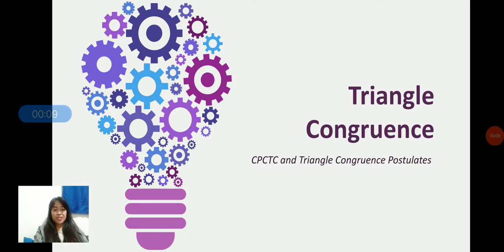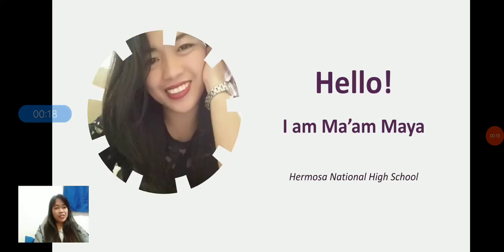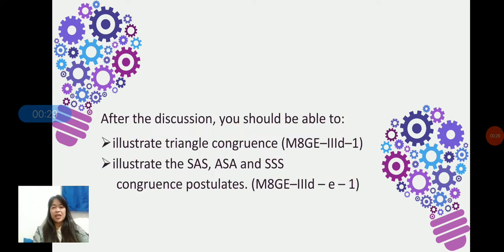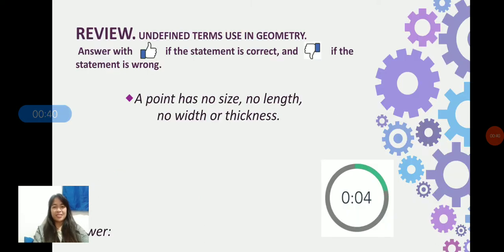So for this week's topic, we are going to discuss triangle congruence. Again, I'm your teacher, Ma'am Maya from Hermosa National High School. Now this triangle congruence is on Module 2 of the third quarter. Here, we are going to illustrate triangle congruence and illustrate the SAS, ASA, and SSS congruence postulates.